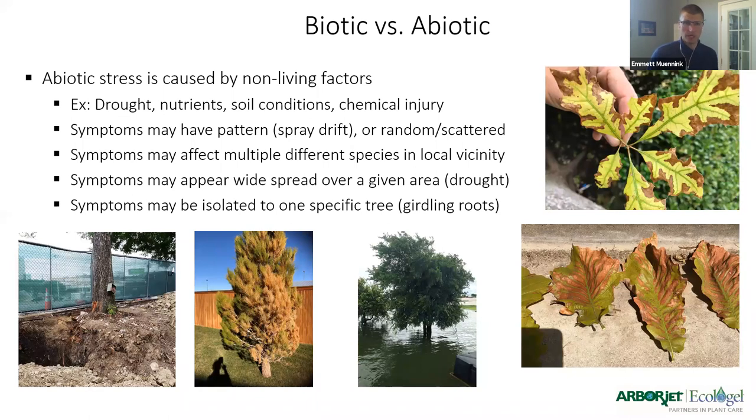The symptoms may affect multiple different species in a local vicinity. They could appear widespread over a given area, like if you have drought stress. Back in 2011, the whole state of Texas was under drought. Or it could just be on one specific tree. Maybe a tree has a girdling root. That's an abiotic stress. Everything else on the property, everything else in that neighborhood could look great, and then you have this one tree declining from a girdling root. So it can be very tricky.